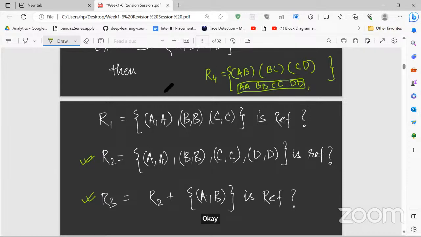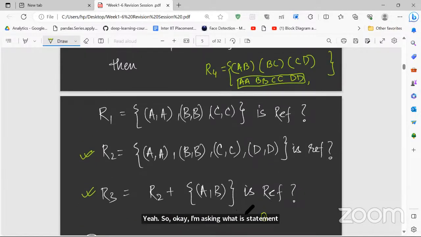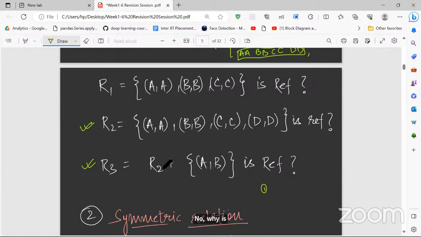Okay, I'm asking one question. Why is R3 reflexive? I did not understand why R3 is reflexive. Okay, so what is R3? R3 is this R2 plus AB. So R3 is basically AA, BB, CC, DD, and AB.